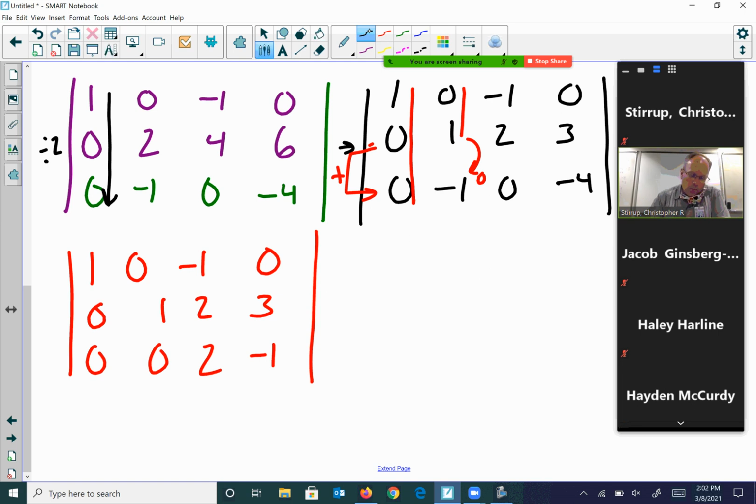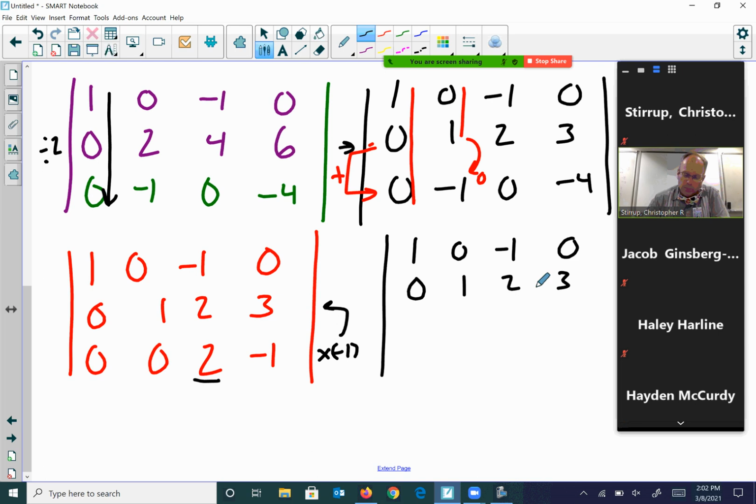I now want, technically I would want this to become a 1, but I'm not going to worry about that yet. What I'm going to do is multiply this whole row by negative 1 and add it to this row. So the top row stays as is. Middle row stays this. Bottom row becomes this, because I multiplied. And then I'm going to add these together.